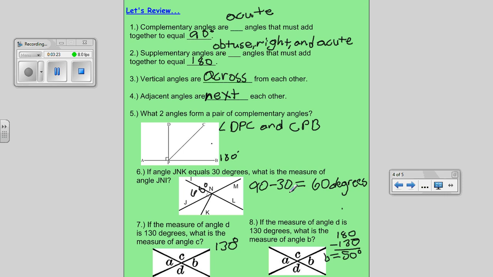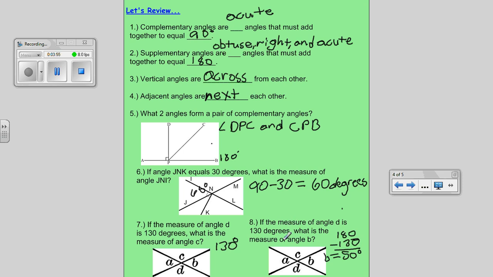Okay. Now here at the bottom, if the measure of angle D is 130 degrees, so here's D, 130 degrees, what is the measure of angle C? Notice they're across from each other. So we talked about earlier, what are across from each other? Those are vertical angles. We said they are the same. So C is equal to 130 degrees as well. And you notice there's a point where they meet in here. You can't really see the point right here, but they cross, so there's a point there, a vertex. So that means it's across from the vertex as well.